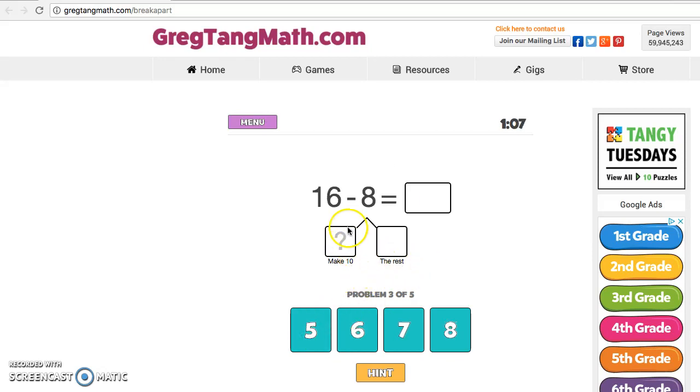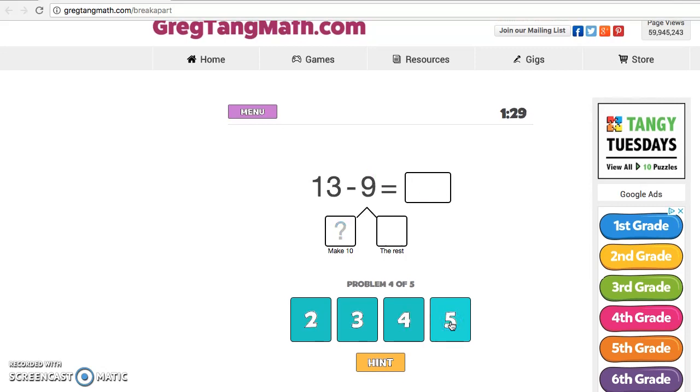16 minus 8. Okay, 16 minus what number equals 10? That's 6. So 16 minus 6, and then these two numbers that make 8. So remember, this is the addition fact to solve this problem. 6 plus 2. So 16 minus 8 equals 8. 13 minus 3. 3 plus what number makes a 9? So 3 plus 6. So 13 minus 9 equals 4.